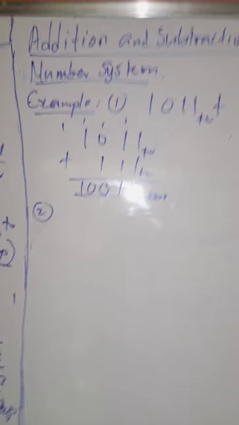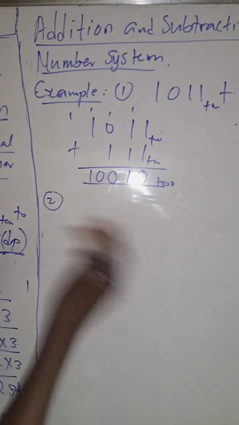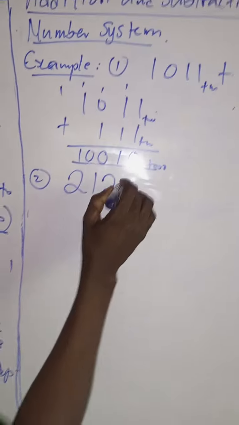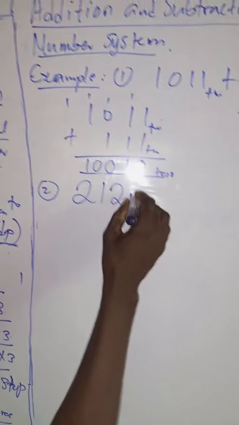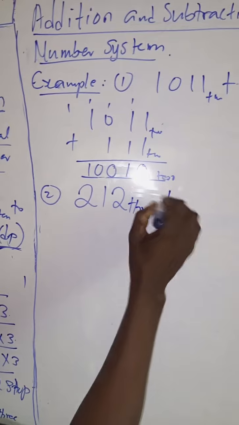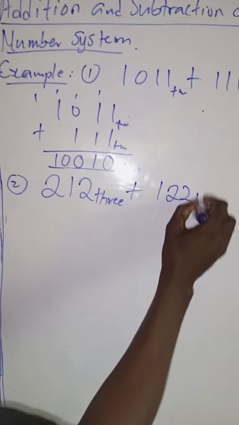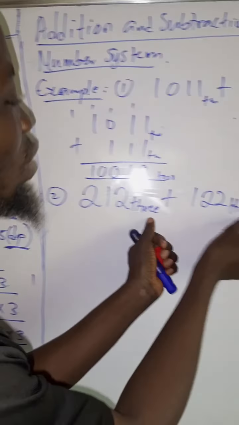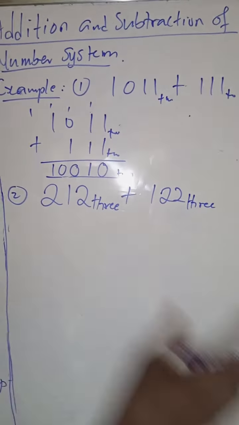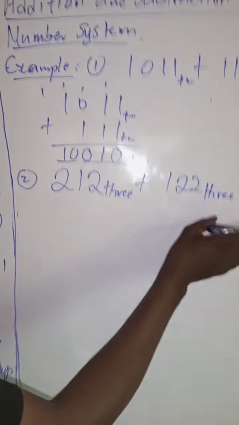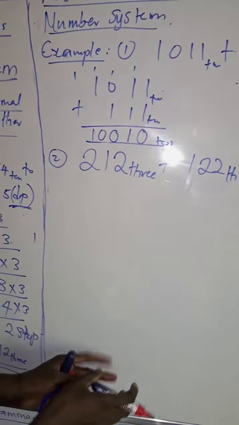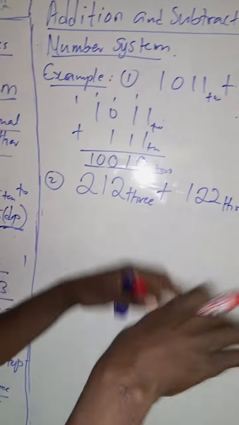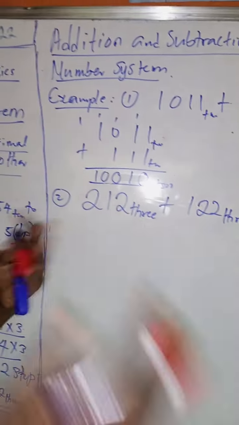So let me still give a little addition of other bases other than base 2. We say 2 1 2 base 3 plus 1 2 2 base 3. So it is very important that we know that we can only add the same base. If they are not in the same base, this means I can bring both of them to base 10 and add, because base 10 is their garage where we reconcile.